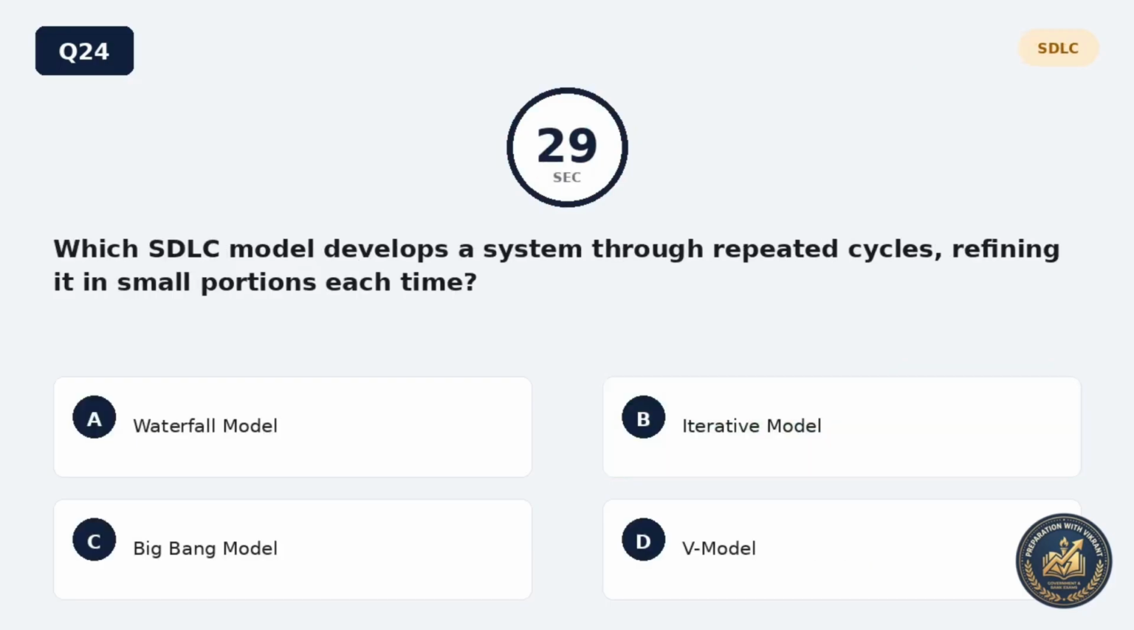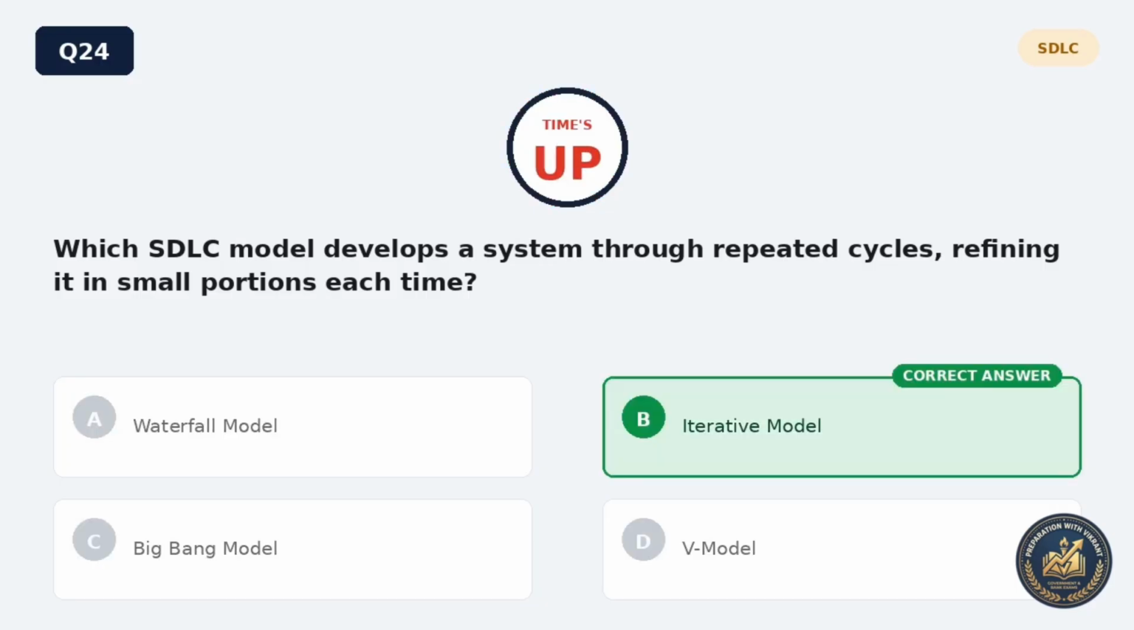Next question is, which SDLC model develops a system through repeated cycles, refining it in a small portion each time? Option A, waterfall model, option B, iterative model, option C, Big Bang model, option D, V model. So the correct answer is option B, iterative model.